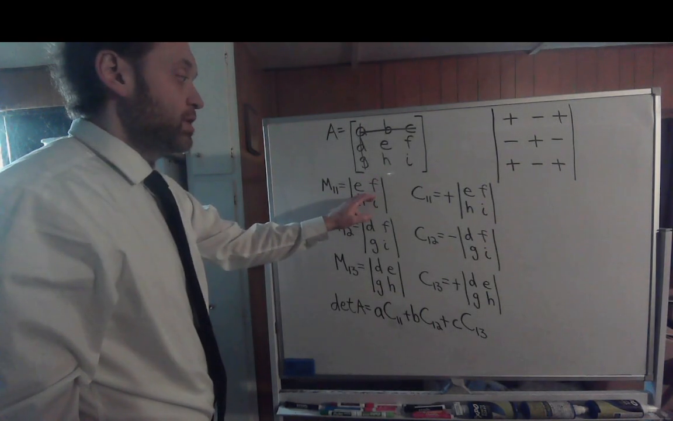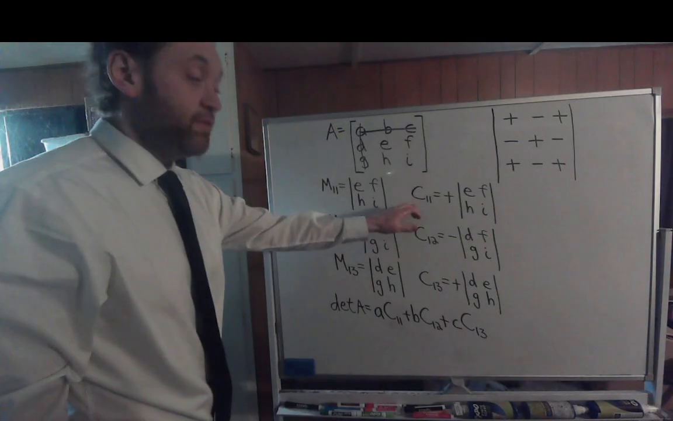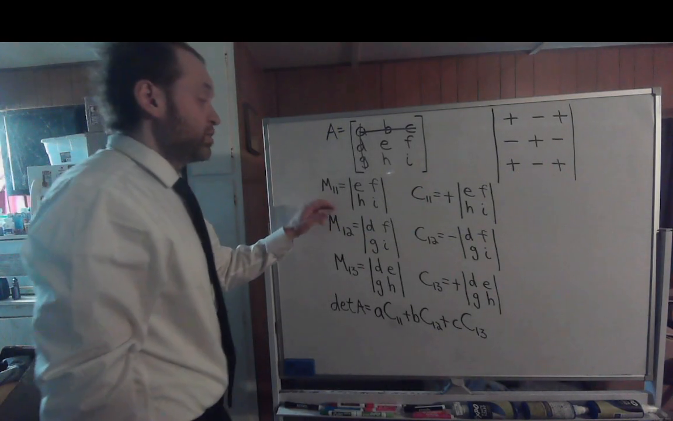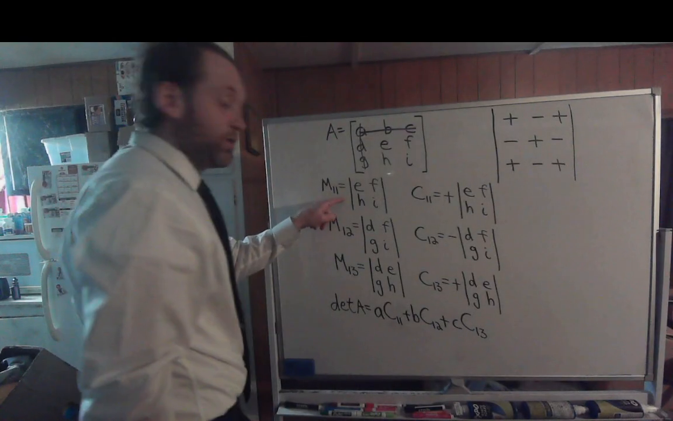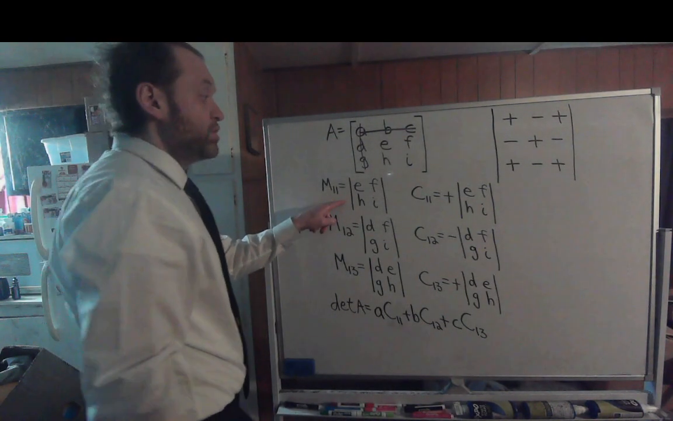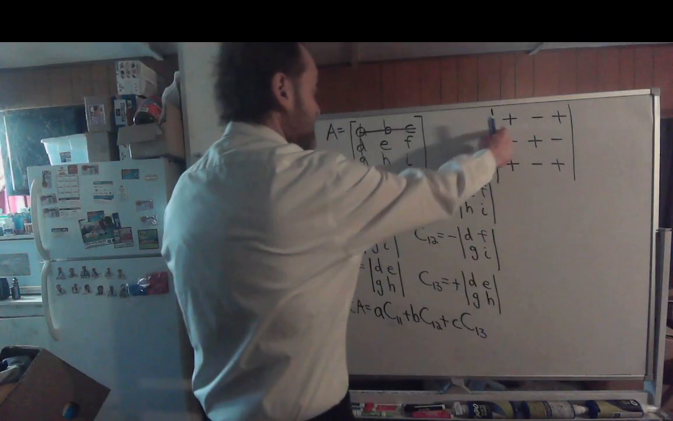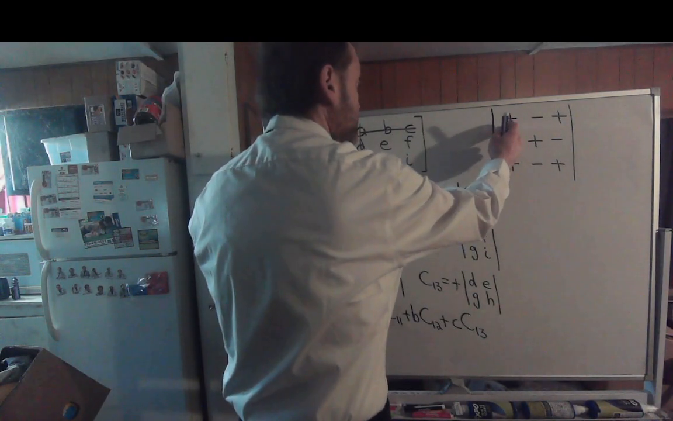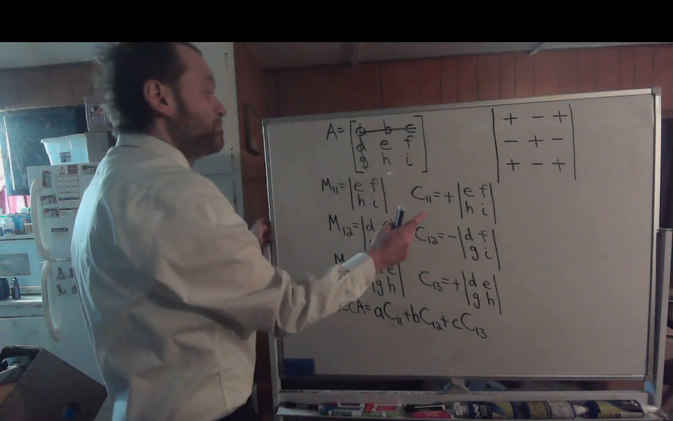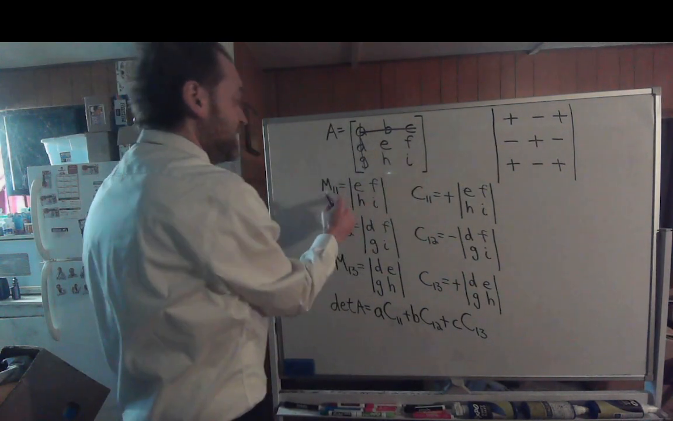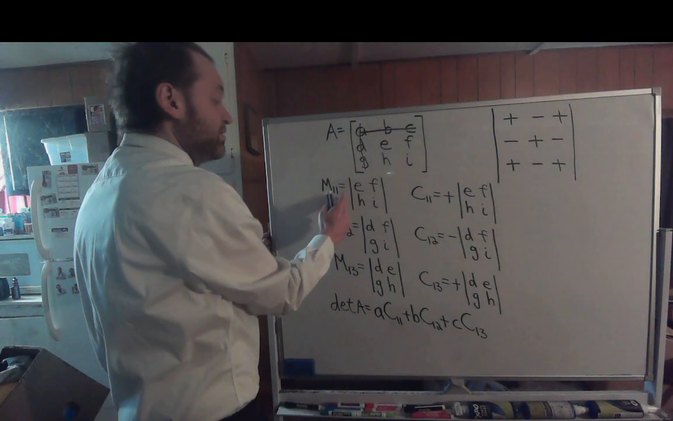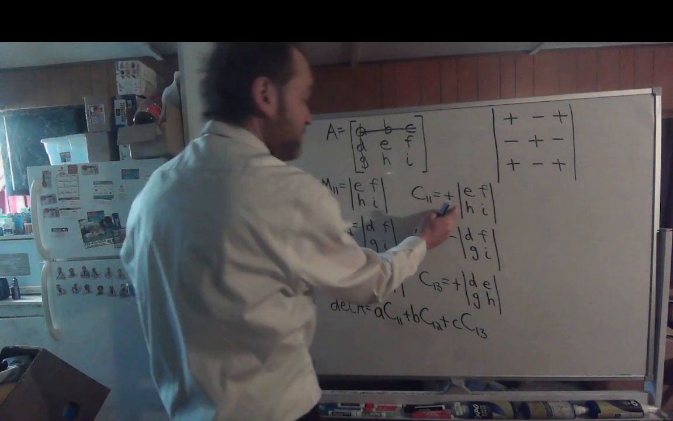That's your minor. Now to find the cofactor, you're going to take the value of that minor, that determinant. You're going to use your sign matrix, and in this case we would take the positive of minor 1, 1, and you would get cofactor 1, 1.